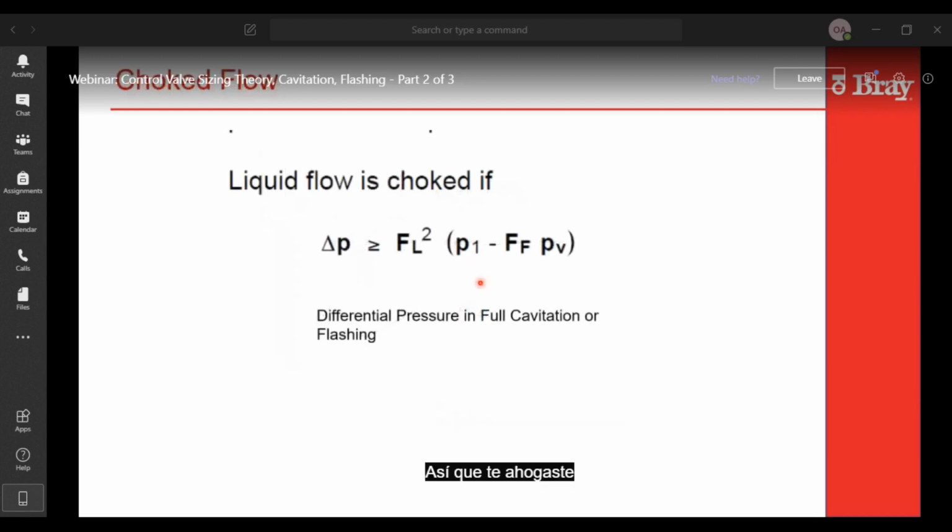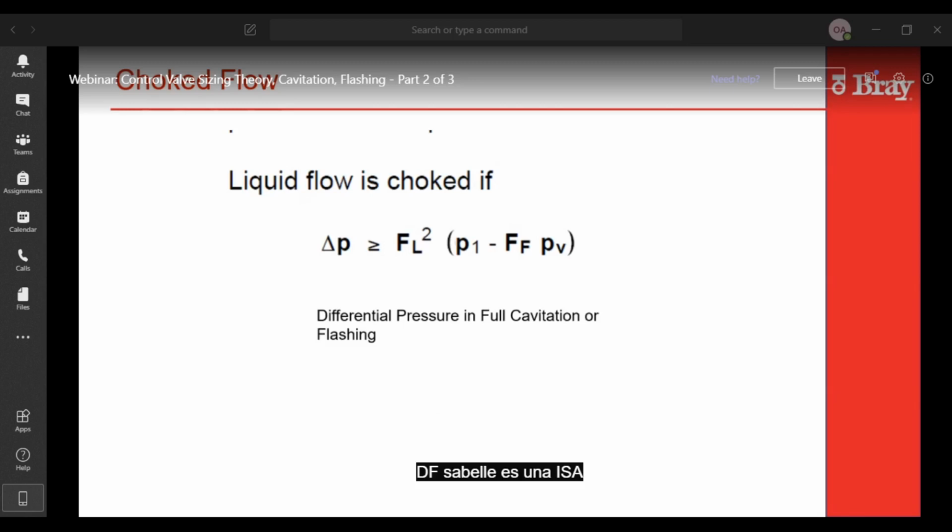So you're choked at that point. Yeah. So there's a formula to determine that. If your differential pressure is greater than that, you're okay. But if the equation on the right is greater than your differential pressure, you're at choked flow. So the components of that formula: your F sub L squared.